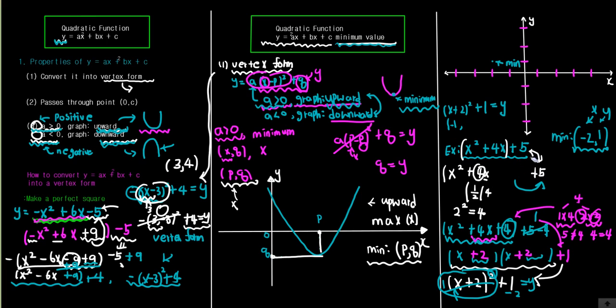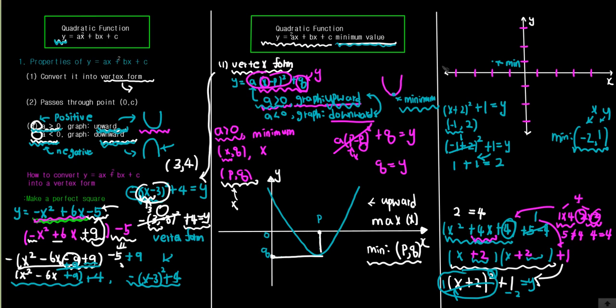So if we erase this a little bit for space, at first if we input -1 for the x value, it will be -1 plus 2 squared plus 1 equals y, which means this term turns to 1. Squared is 1, plus 1 more, we get 2. So if you input -1 as the x value, the y value turns to 2, giving the point -1, 2. So -1, 2. Let's find one more point.